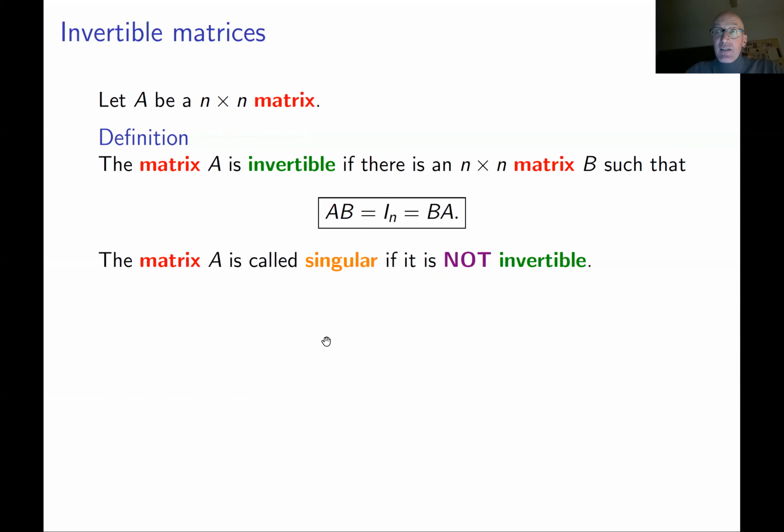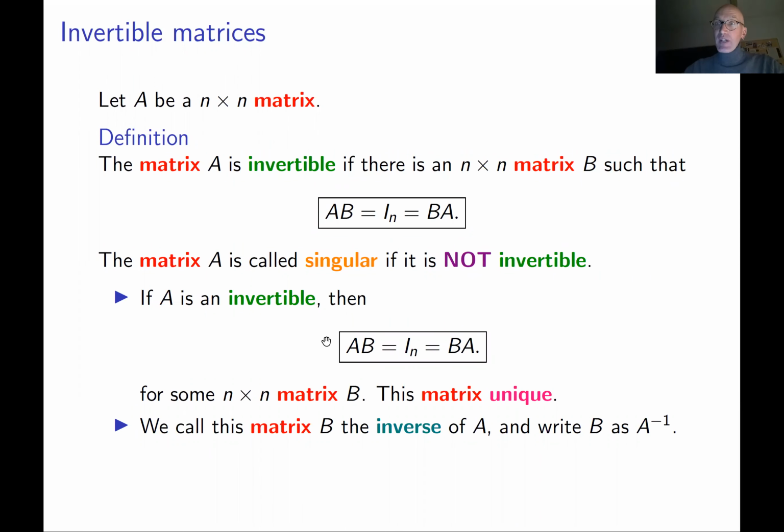So an invertible matrix, by definition, is a square matrix, n times n, such that there exists another n times n matrix B, such that the products AB and BA are the identity. This is the definition. Again, let me repeat: the matrix A is called invertible if there exists a matrix B such that AB equals BA equals the identity. And a matrix is called singular if it's not invertible. Not every matrix is invertible, as we already saw on the previous slide.